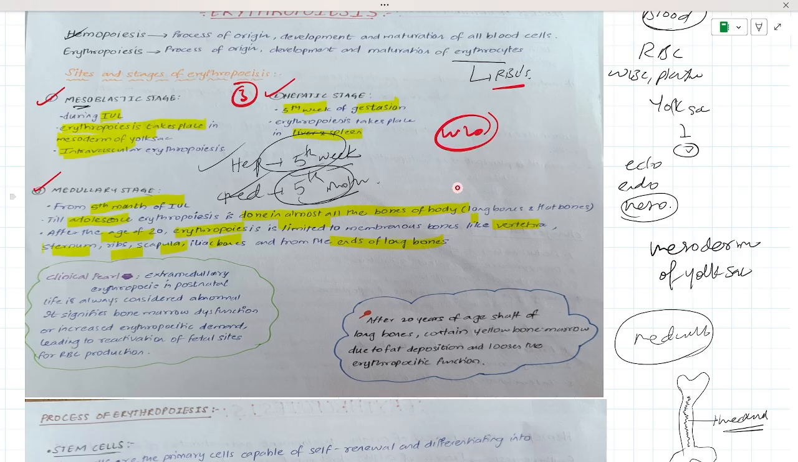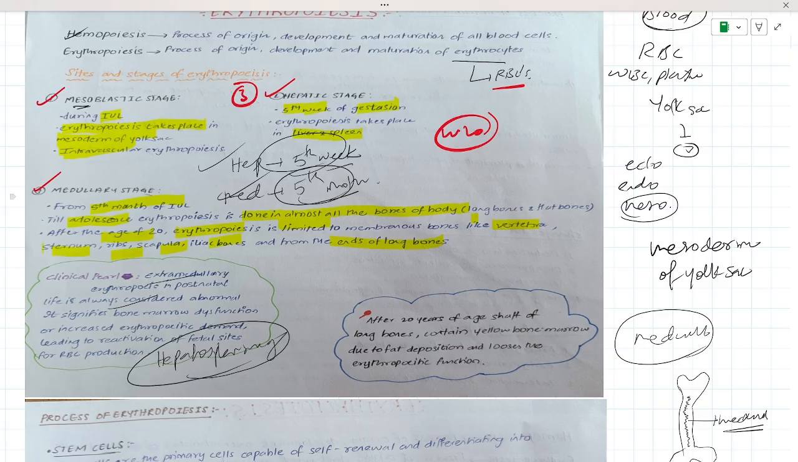Why does it happen like that? Extramedullary erythropoiesis happens due to bone marrow dysfunction. If there is any bone marrow dysfunction, there will be extramedullary erythropoiesis. If there is extramedullary erythropoiesis, the RBCs are synthesized in the liver and spleen. Due to excessive synthesis of RBCs in the liver and spleen, it leads to enlargement of the liver and spleen, which is known as hepatosplenomegaly. So hepatosplenomegaly can take place when there is extramedullary erythropoiesis.